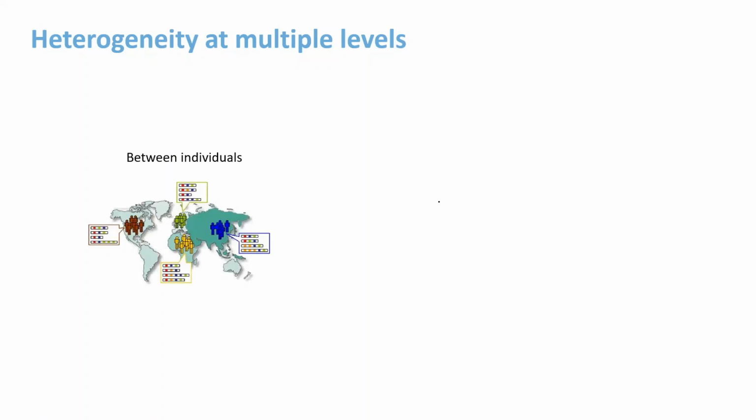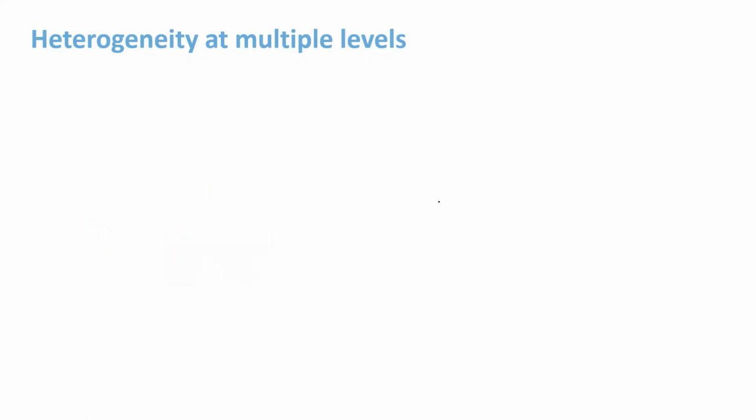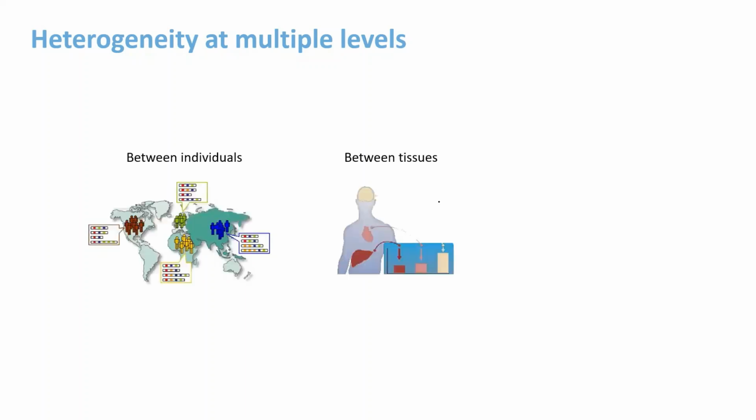If we look across different individuals, we see that in this case, different ethnicity cohorts have different copy number profiles. And then if we zoom into one person, and in this case, we look at the gene expression patterns across different tissue in this person, we see that there is a lot of differential expression patterns across the tissues. This has been very extensively studied by, for example, the GTEx consortium.